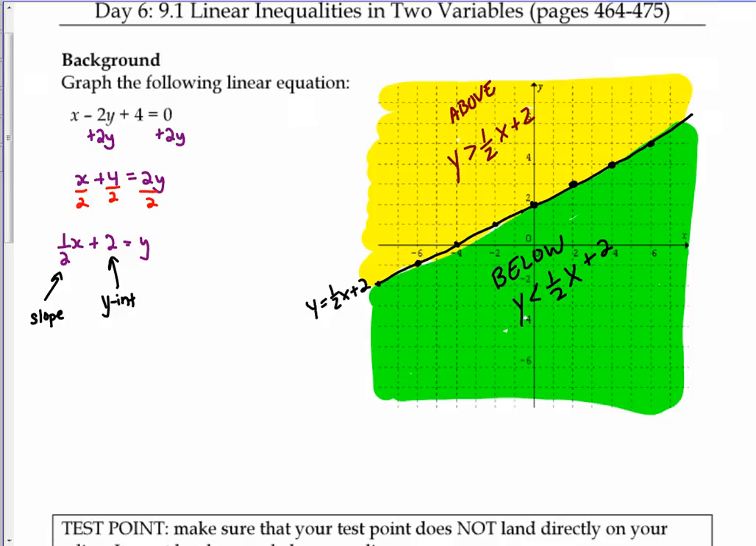Now, let's just jump right into it. Any questions so far? Does this make sense if this is above? Okay? And how you can check your answers is you can use a test point. So give me any point above the line that's not on the line.